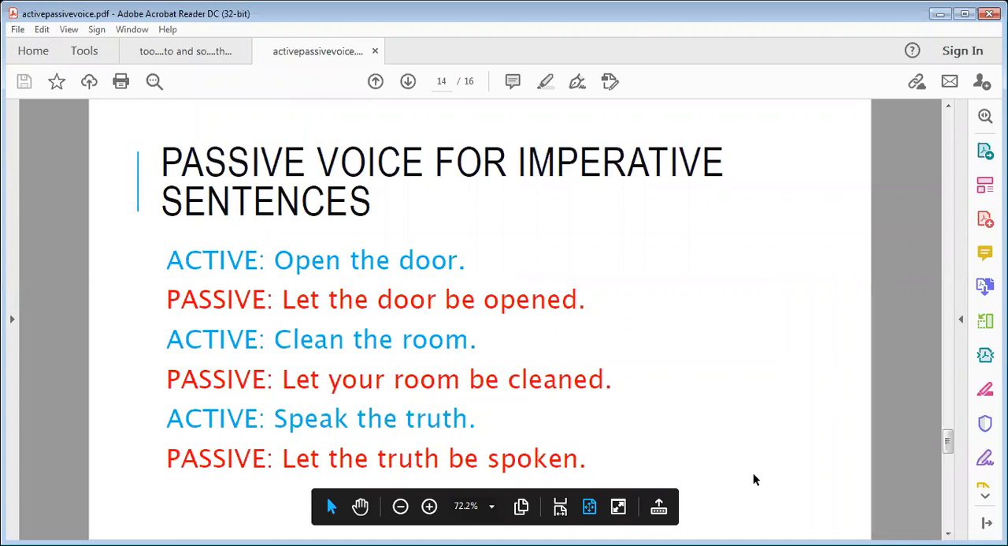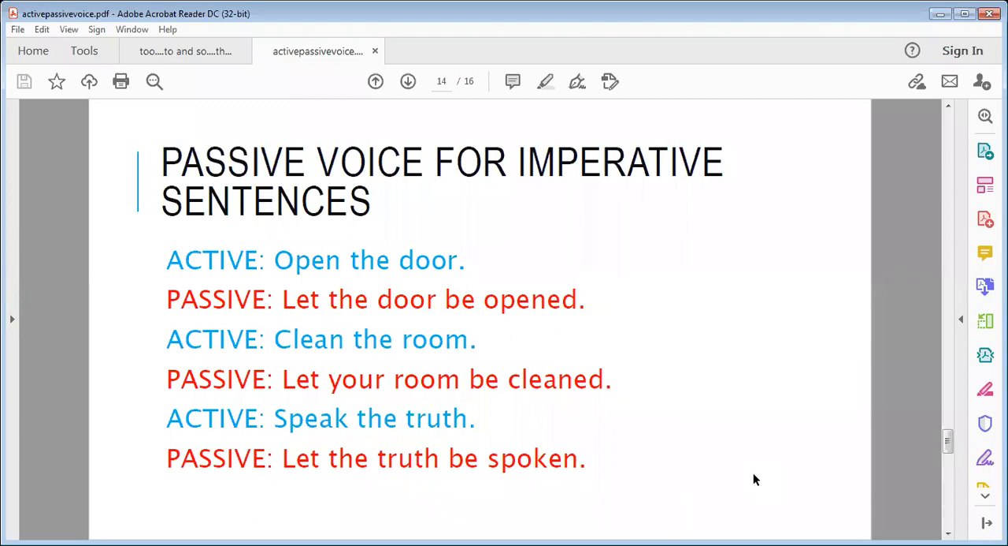Here, I think Sanket asked now. Yes, Tanishka, I'll be discussing simple, compound, complex. Yes. I will cover each and every topic from your syllabus. Don't worry.